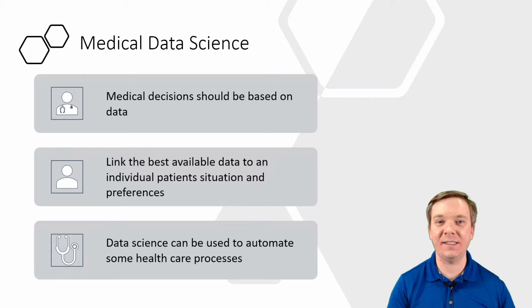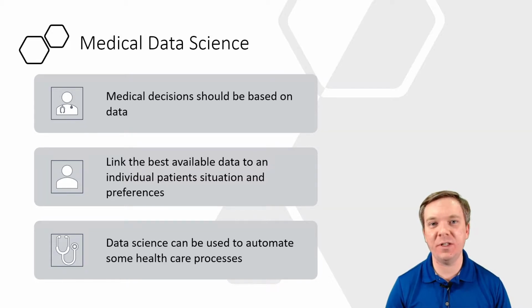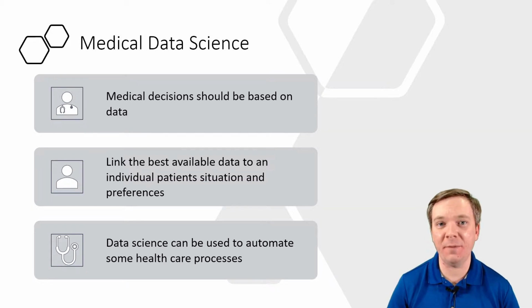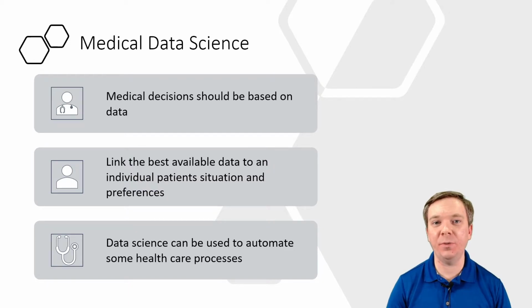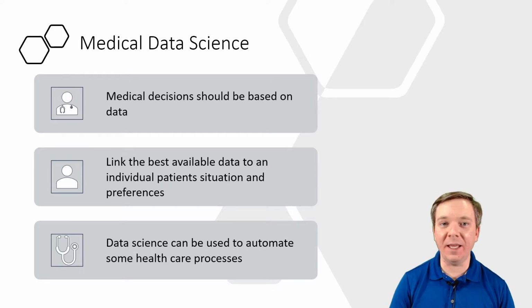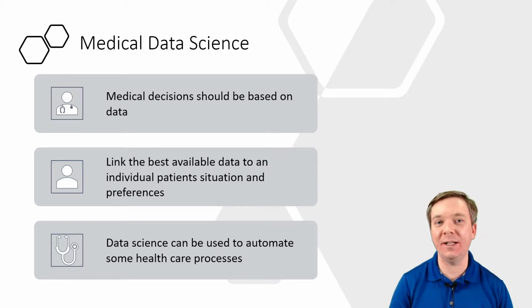But doctors who have data science training are really well positioned to be able to make better decisions for their patients, for their hospitals, and for society. Typically, what you want to do is link the best available data to an individual patient situation and preferences. This is really what some of these smart systems can do. We talked before about IBM and how IBM tried to launch the Watson system. And basically, it was trying to prescribe and predict what the patient should do. It made some very basic mistakes, though, and it actually wasn't very effective.